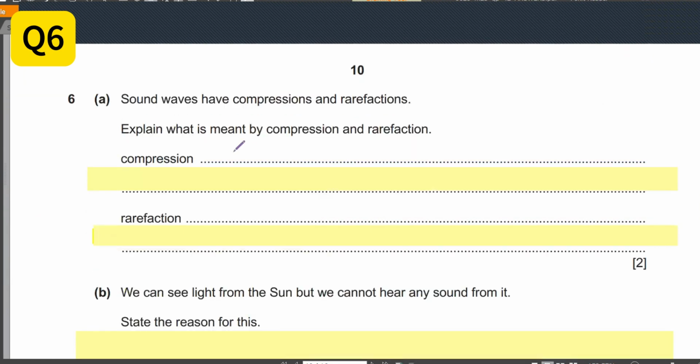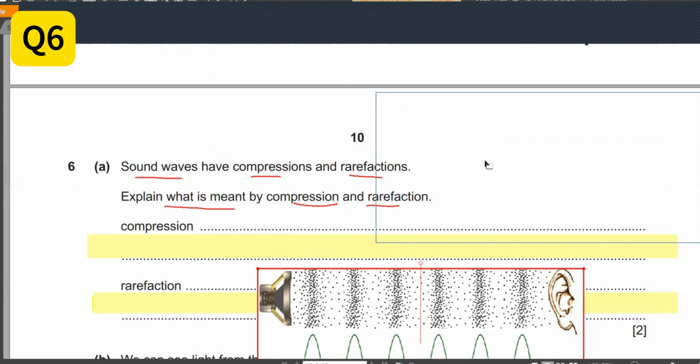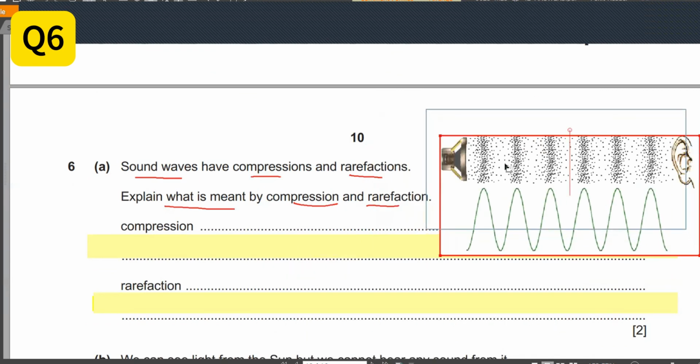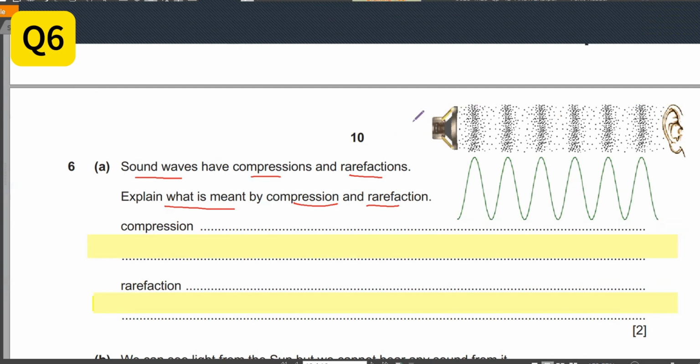Next question is about waves. Some waves have compressions and rarefactions. Explain what is meant by compression and rarefaction. Let me get a picture. You may recall, this is the pattern of the sound wave. We know that sound wave needs a medium to propagate. For example, it can propagate in air. When the sound wave travels in air, what will happen?